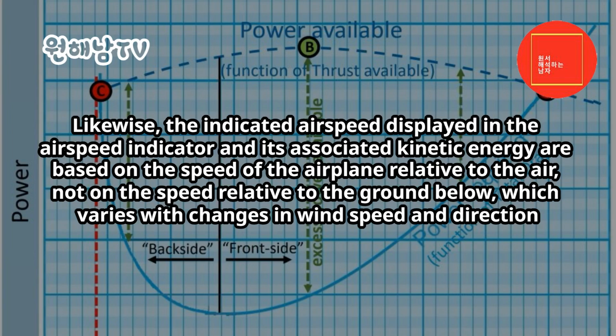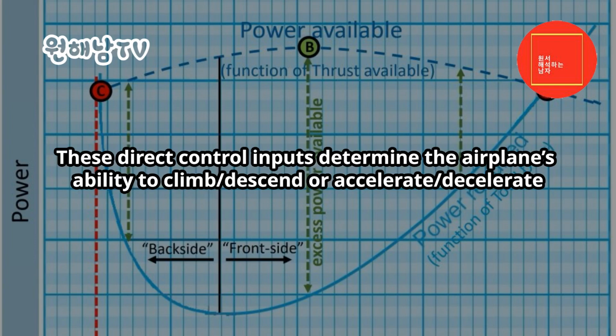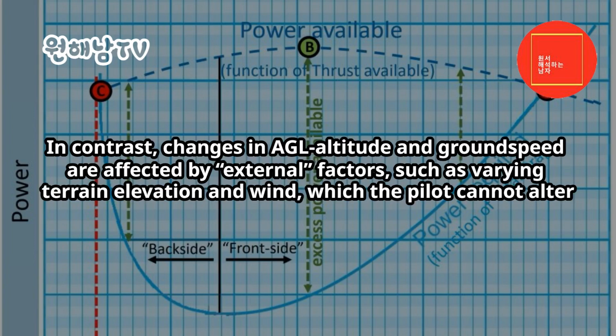Likewise, the indicated airspeed displayed in the airspeed indicator and its associated kinetic energy are based on the speed of the airplane relative to the air, not on the speed relative to the ground below, which varies with changes in wind speed and direction. Note that changes in indicated altitude and airspeed are attained through forces resulting from the pilot's direct manipulation of the controls. These direct control inputs determine the airplane's ability to climb, descend, accelerate, or decelerate. In contrast, changes in AGL altitude and ground speed are affected by external factors, such as varying terrain elevation and wind, which the pilot cannot alter.